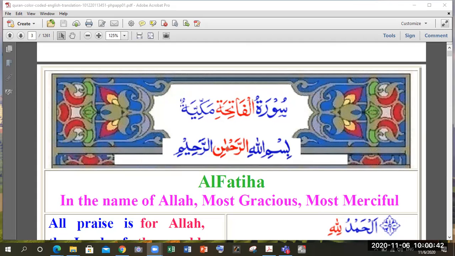Rahman and Rahim are two different patterns. Superlative, yes, you can say superlative. But here, the superlatives will have some patterns. Rahim is on the pattern of fa'il.